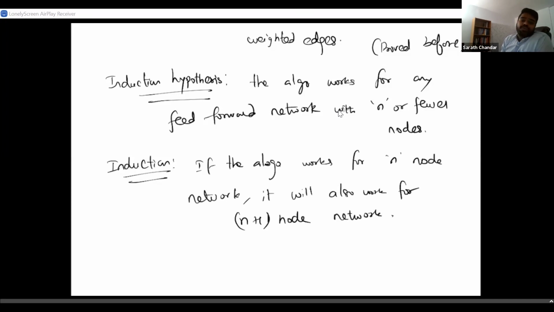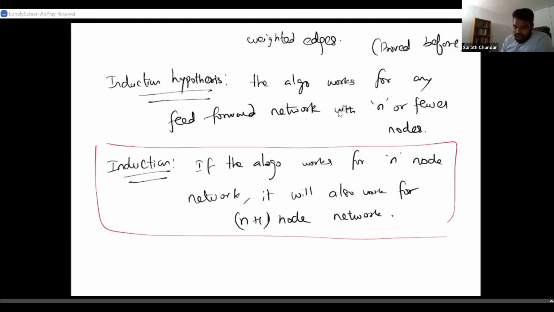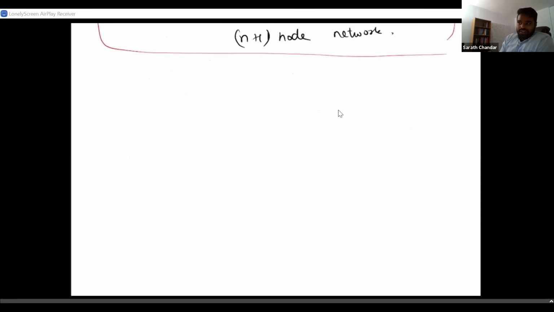Now I just need to prove this statement. If I can prove that if this algorithm works for an n node network, it will also work for an n plus 1 node network, then we are done, right? Then you can have any type of network architecture and this algorithm will find you the correct gradient. So how am I going to do that? To do this induction, we are going to consider an arbitrary neural network.